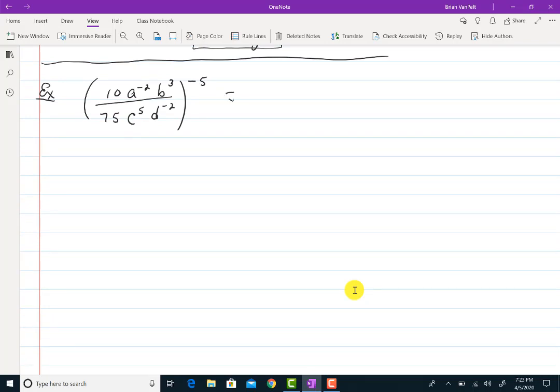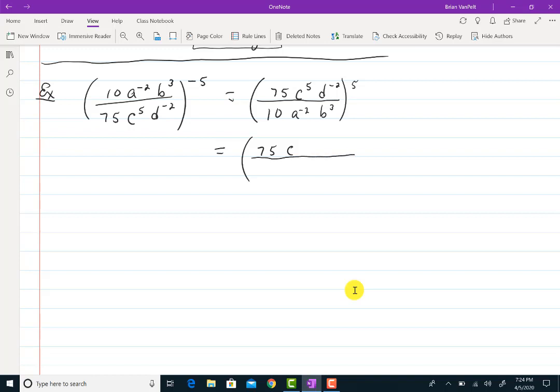The first thing I'm going to do is flip it upside down. So I have 75, c to the 5th, d to the negative 2. I haven't addressed any of the negative exponents inside yet. 10, a to the negative 2, b to the third. And that will now be raised to the 5th power. Now let's fix the negatives of all the exponents inside before I do anything else. Since I'm raising everything to the 5th power, I'm going to hold off a minute and do some other stuff first.